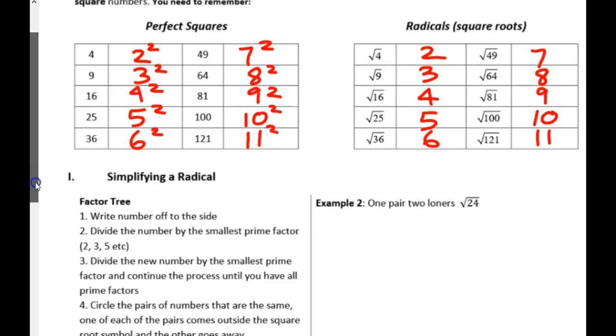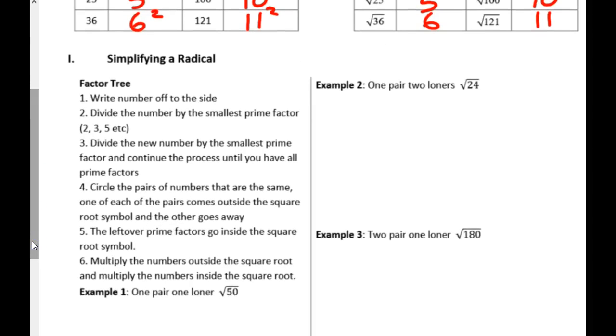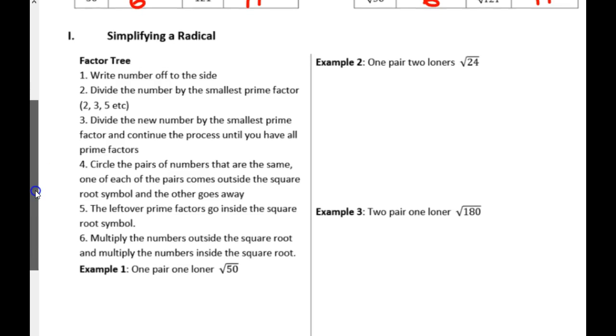Well, anyways, so now, how many of y'all want to be bored to death by me reading this to you? Nobody. So instead of reading it to you, I'll let you read it if you want, but I'm going to show you how it's done. Okay. So look at this. Example 1 is the square root of 50. So here's what we do. We need to do a factor tree.